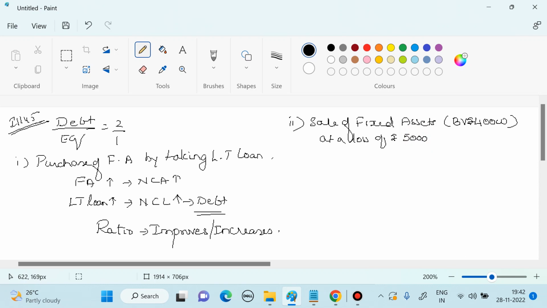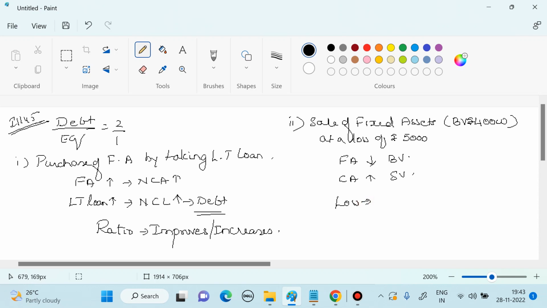Next one, sale of fixed asset. Book value 40,000 at a loss of 5,000. Here in this case, the fixed asset is going to go down. You're going to get money in the form of your current asset increasing. Fixed asset would go down by the book value. Current asset would go up by the sale value. And the difference between the book value and sale value is your profit or loss. So here there is a loss.